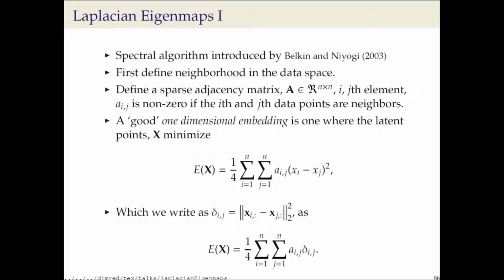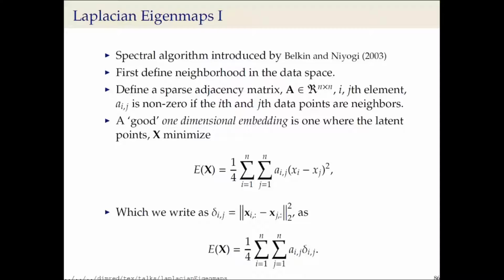So Laplacian eigenmaps is a spectral method introduced in 2003, so 2 years after the first one. I mention it now because it's easier to explain than locally linear embedding. And all you do in this one is you define a neighborhood in the data space, you find that graph structure we talked about, and then you define a sparse adjacency matrix A, where that adjacency matrix is non-zero if 2 points are neighbors in that graph.